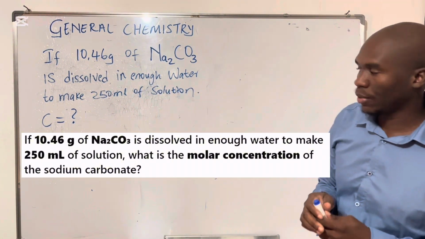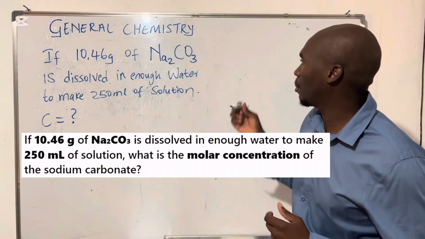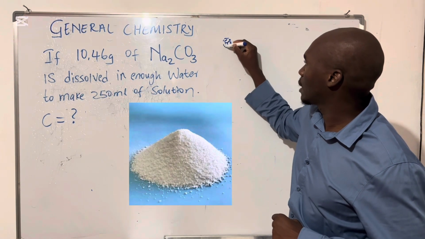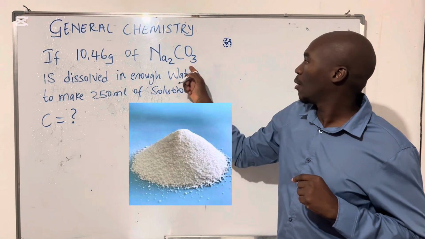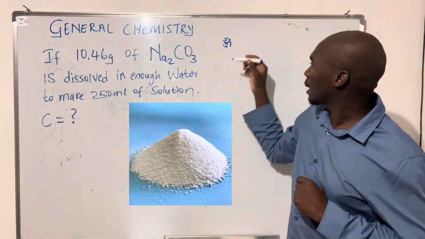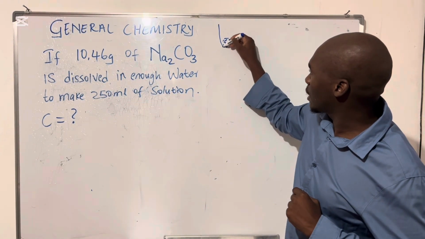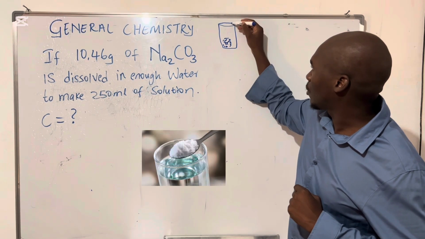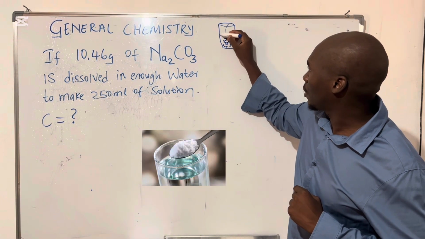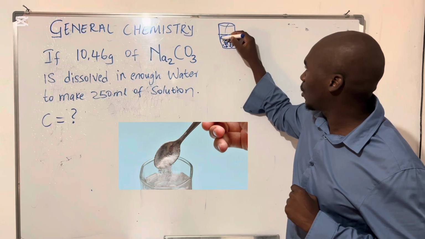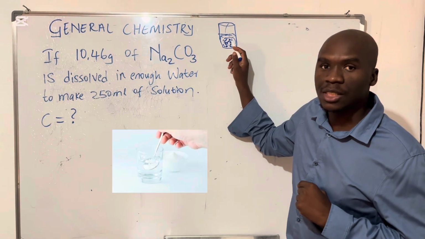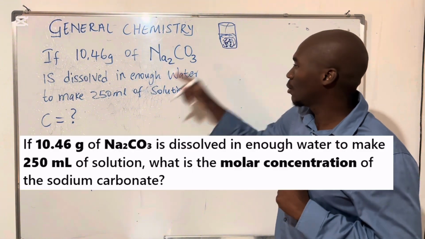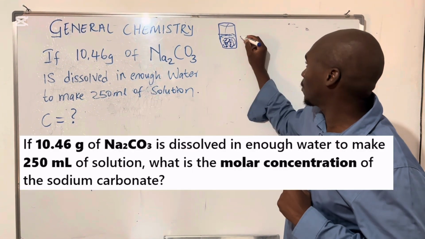So for example, think about a situation whereby you have a powder of this compound here. Let's say this is a beaker, it simply means that we just add water. So when we add water, obviously it will dissolve this powder. By the way, what's the volume? We are told that it is 250 ml.